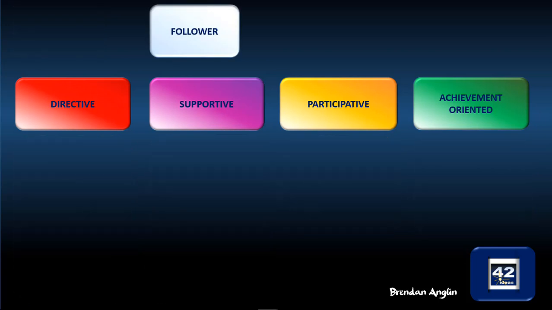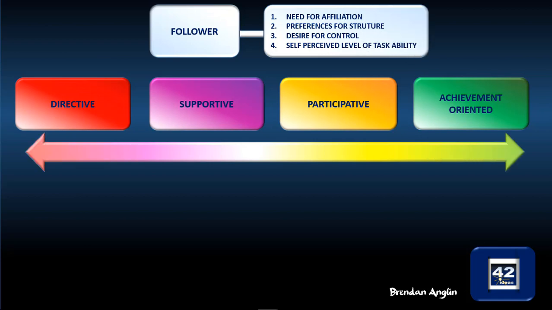Now, the characteristics of the follower are also, we're going to relate them here to the directive, supportive, participative, and achievement-oriented leadership behaviours. And there is a spectrum here which is connected to 4 areas that are describing the follower. The need for affiliation, the preferences for structure, the desire for control, and the self-perceived level of task ability. These are the 4 descriptors for the follower. And depending on where the follower falls on these 4 descriptors, they're at one point of the spectrum or another.